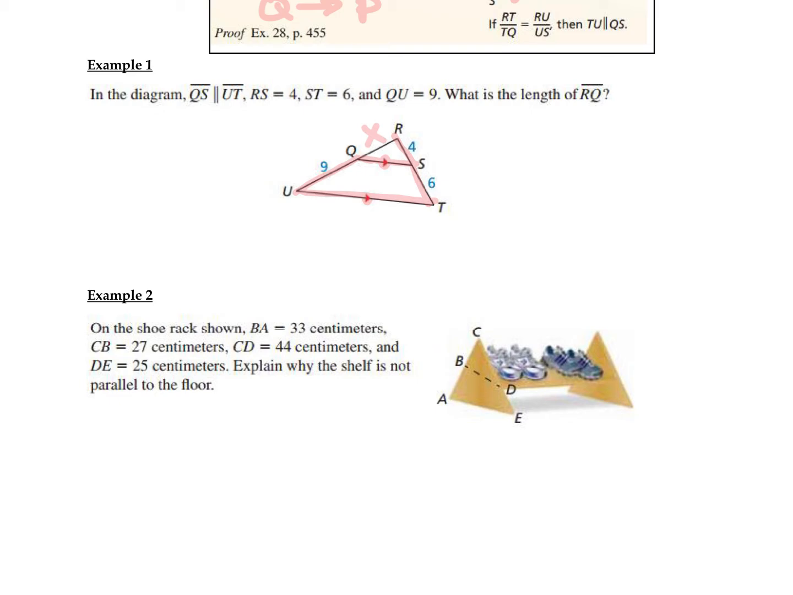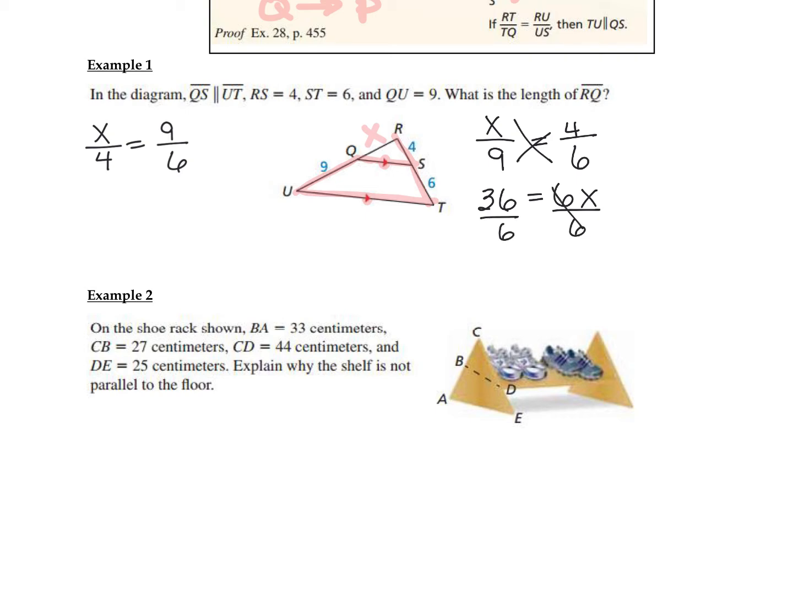So we know they have to be proportional. So we can set up any corresponding side. So we could go X over 9 equals 4 over 6. We also could have gone X over 4 equals 9 over 6. Or we could have flipped both those upside down. So with a proportion, we know cross products are equal. So we multiply across and we set them equal. And then you just have one step here to divide, so X equals 6.